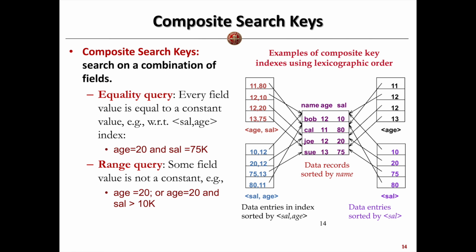Another query we can have is called a range query, right? So given some attributes, we want to find some tuples with the values in a certain range for some attributes, right? Now some field value is not a constant but a range. For example, we want to find some people whose age is 20 and salary is larger than 10k.